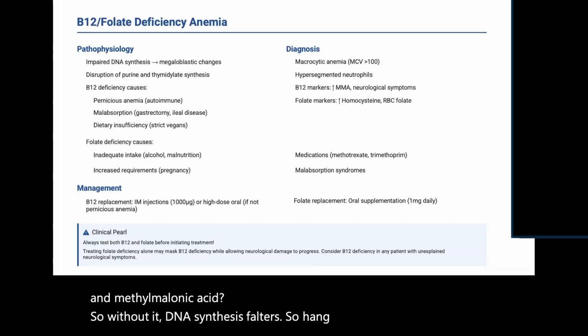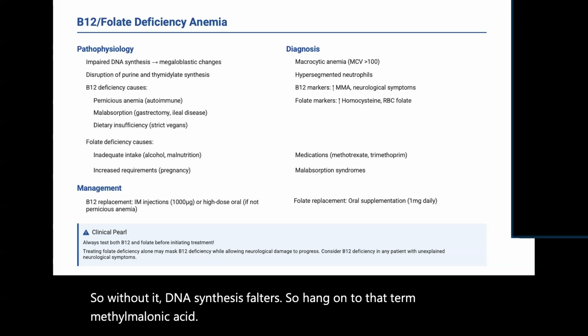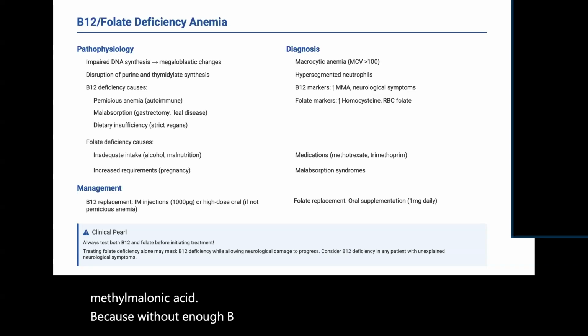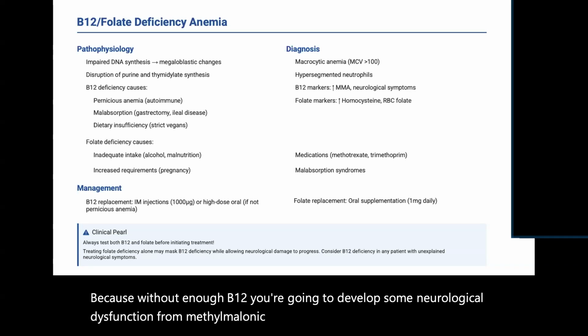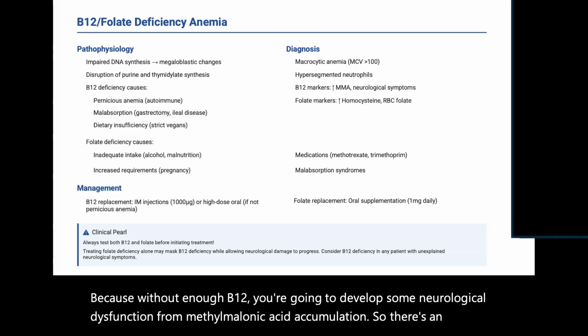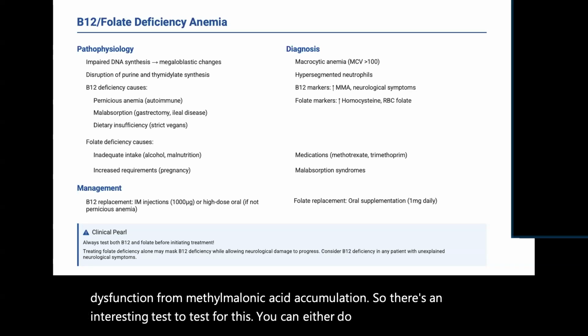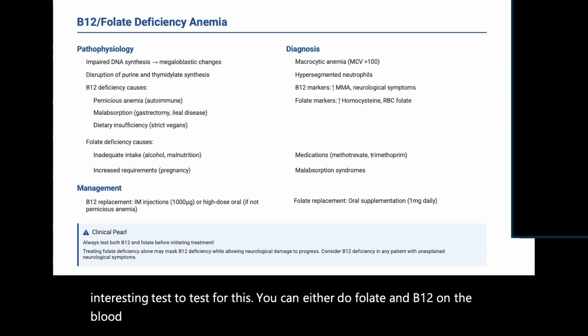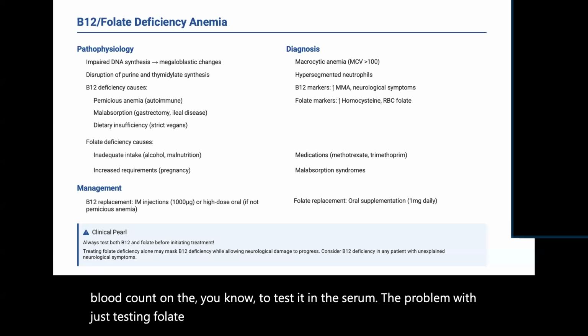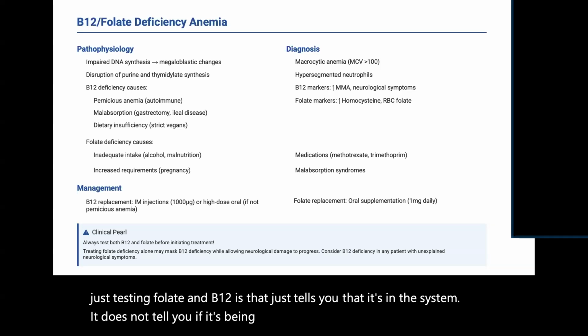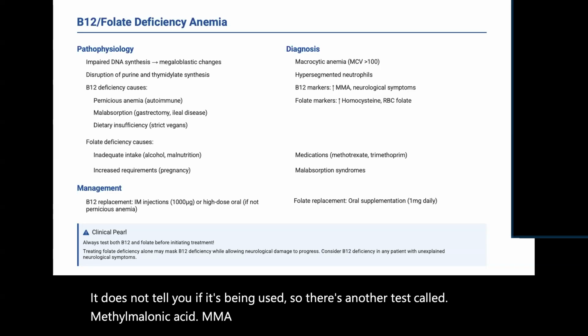So hang on to that term, methylmalonic acid, because without enough B12, you're going to develop some neurological dysfunction from methylmalonic acid accumulation. So there's an interesting test for this. You can either test folate and B12 in the serum. The problem with just testing folate and B12 is that it just tells you it's in the system. It does not tell you if it's being used. So there's another test called methylmalonic acid, MMA, which is a metabolite of use.